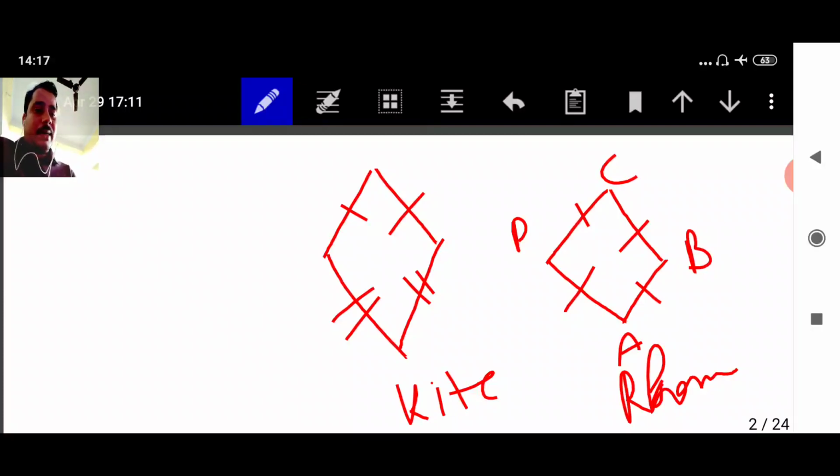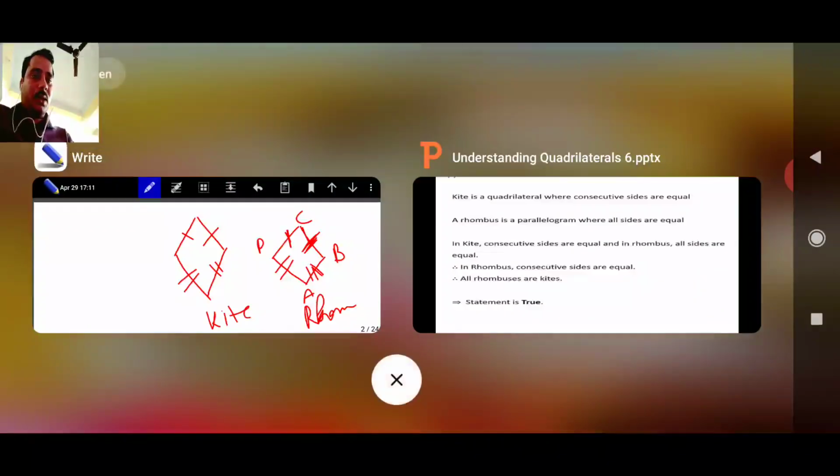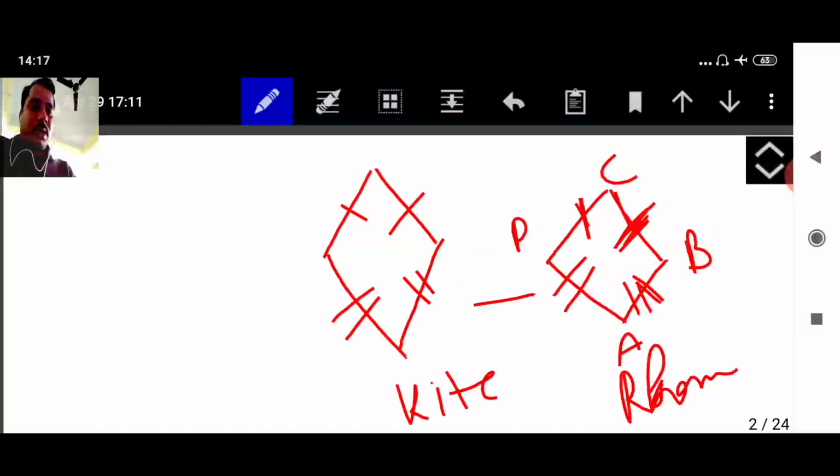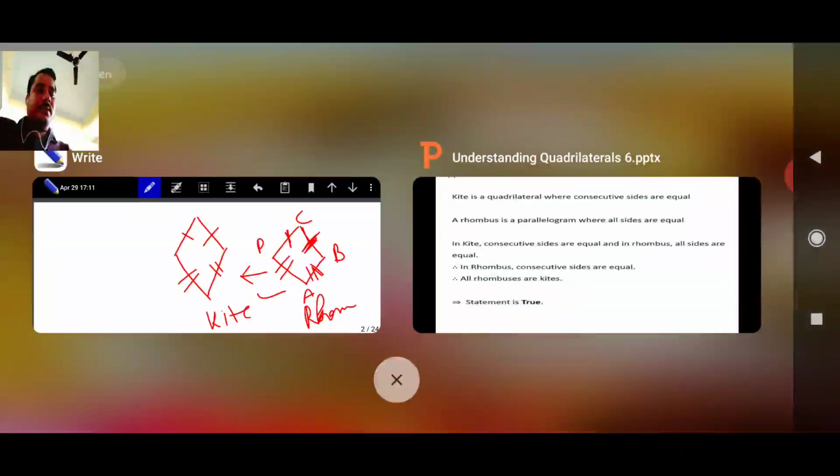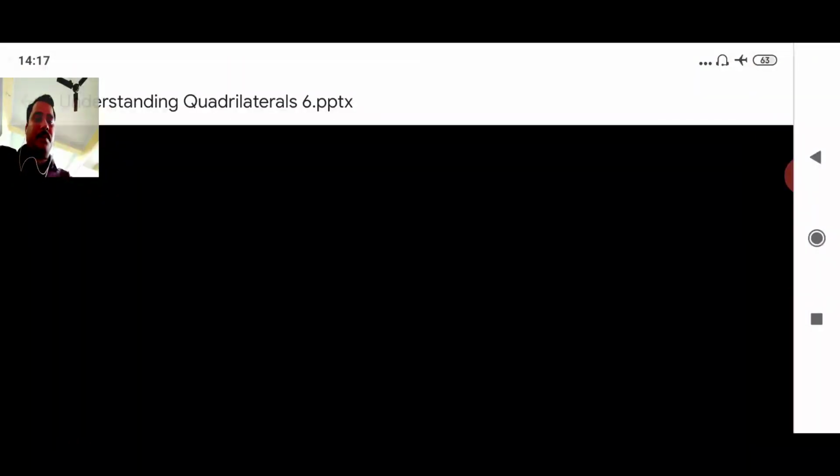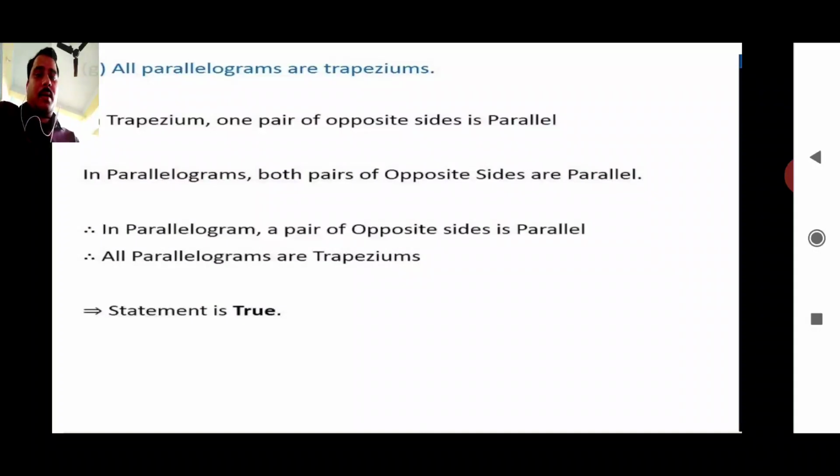In a rhombus all sides are equal, and in a kite adjacent sides are equal. So this and this consecutive sides are equal, and this is equal to this, so it is also a kite. So this is correct. All rhombuses are kites. Next one, all parallelograms are trapeziums.